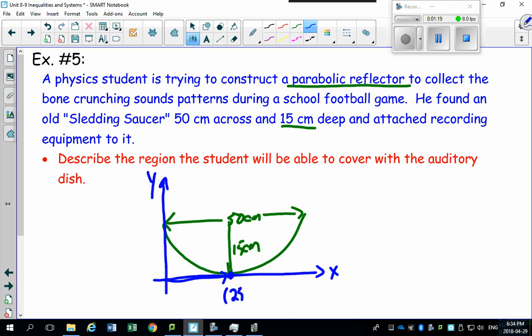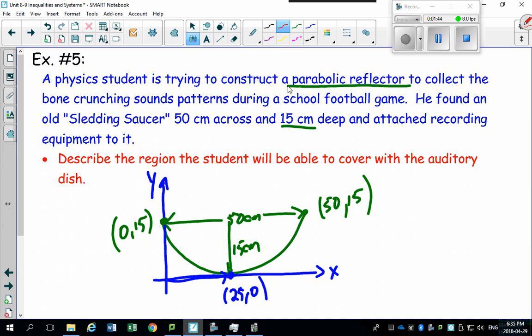So it's going to be 25, 0. I chose that because I really like the 0. Then I also notice something else. I've got a point over here, which if you think about it is 0, 15, because the sled is 15 centimeters high. Then over here, I've got another point, which is 50, 15. Now, I'm going to use all 3 of these points to solve my equation.